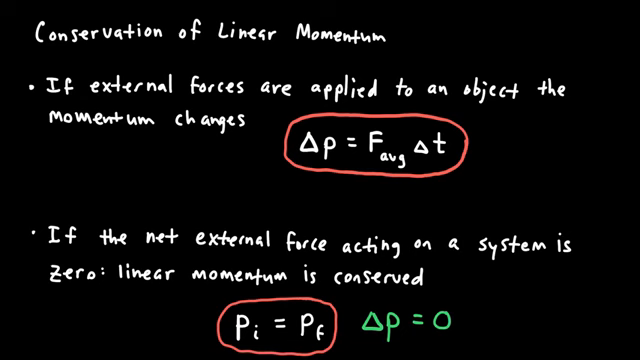Another example, which might be more subtle, is an object that's at the top of a ramp, and maybe we know that due to the inclined nature of this ramp, a component of the weight points down the incline. So mg sine theta, the component of the weight that points down the incline, accelerates that object down the incline.